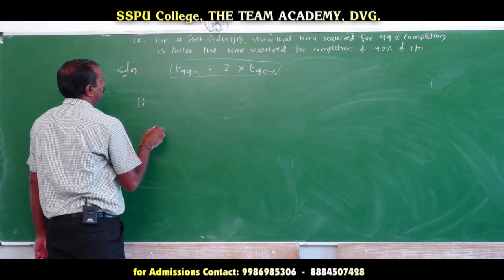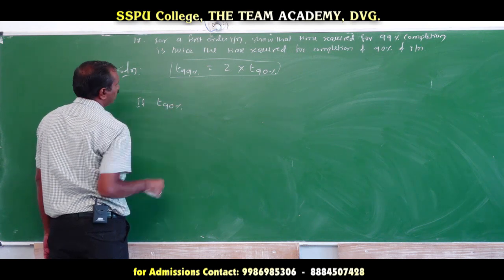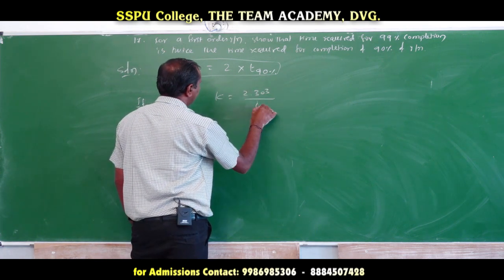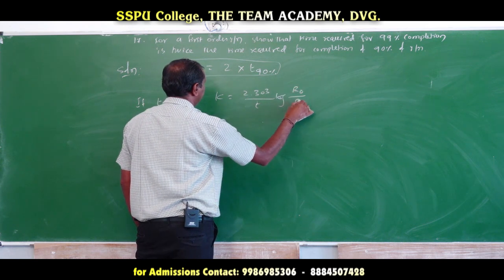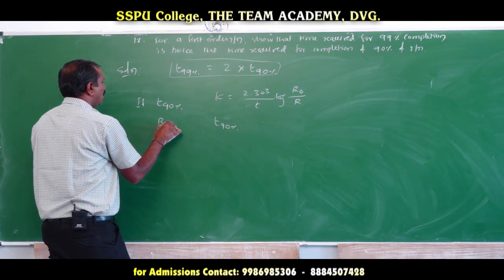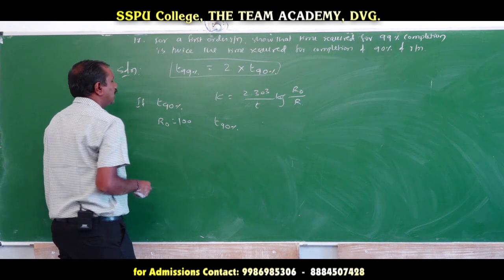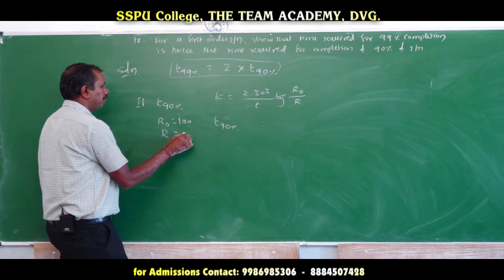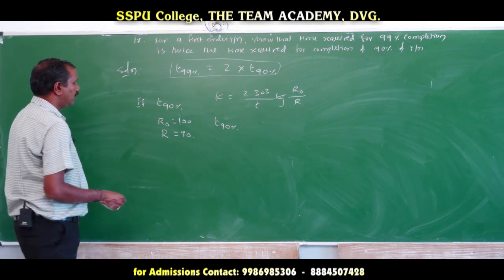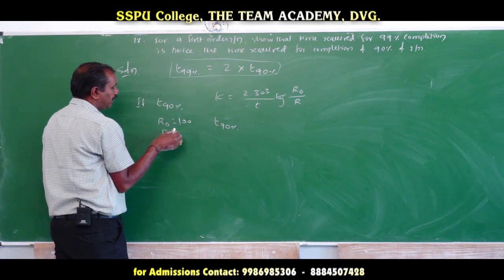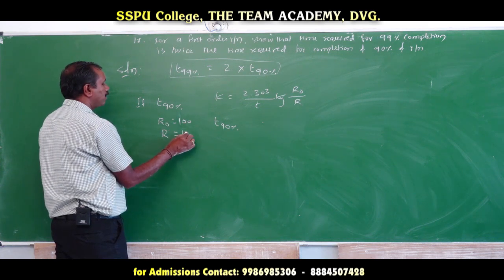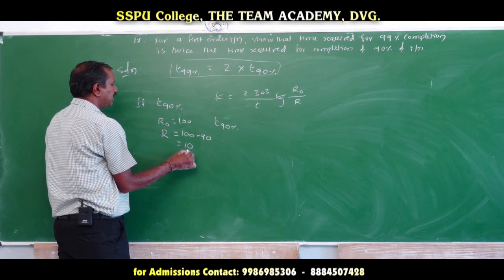T90% can be calculated by, for first order, K equals 2.303 by T into log of R naught by R, where T90%, percentage means R naught should be initially 100, and R should be what is left behind. 90% reaction means 90 reacted, so what is left behind should be 100 minus 90, which is 10.